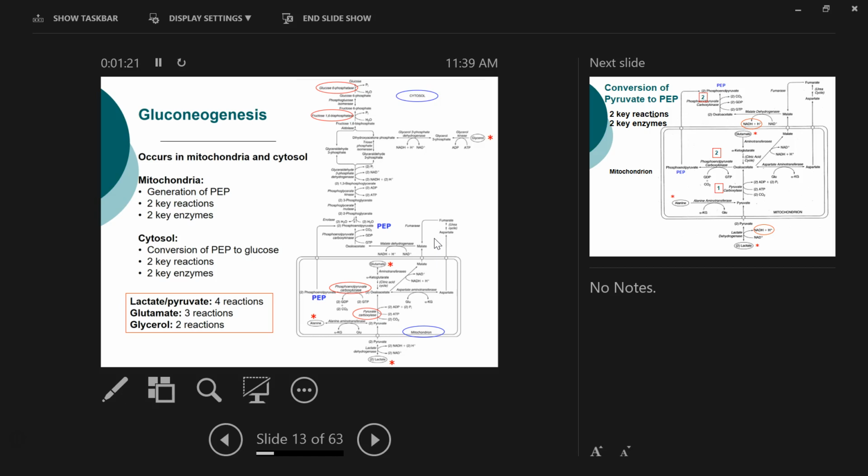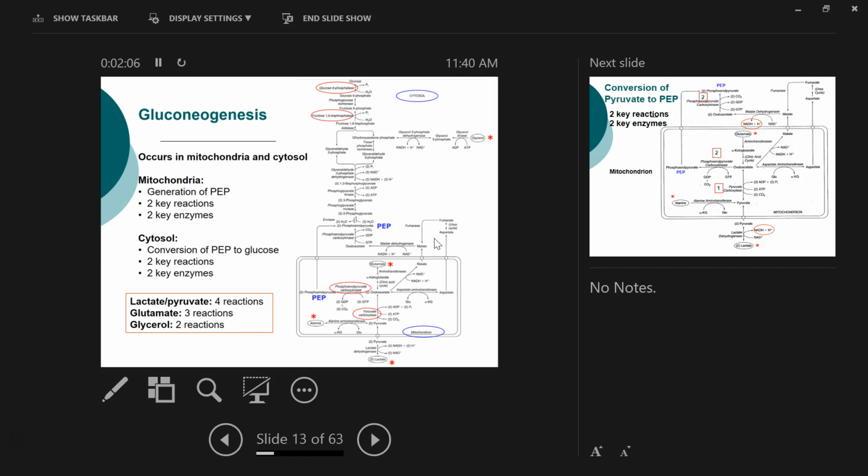So for gluconeogenesis, we know there are a variety of precursors, right? And the pathway is actually a little bit different, depending on which type of precursor the cell uses for gluconeogenesis. So if lactate or pyruvate is the precursor, it will involve all 4 reactions in gluconeogenesis, the 4 bypass reactions, I would say, right? Two reactions in the mitochondria and the other 2 reactions in the cytosol.